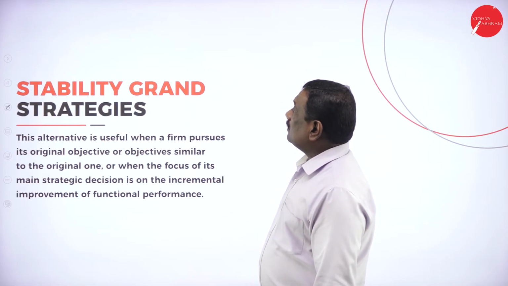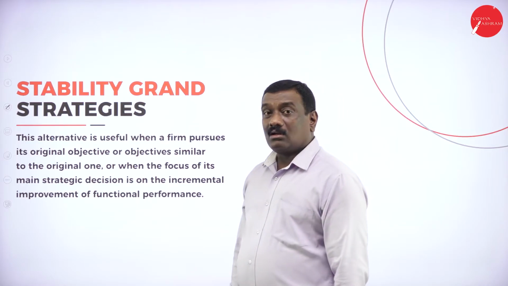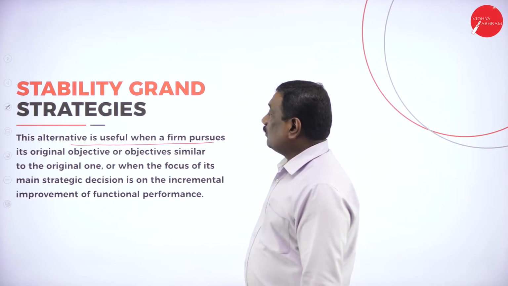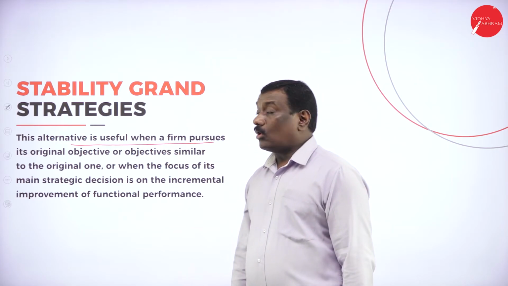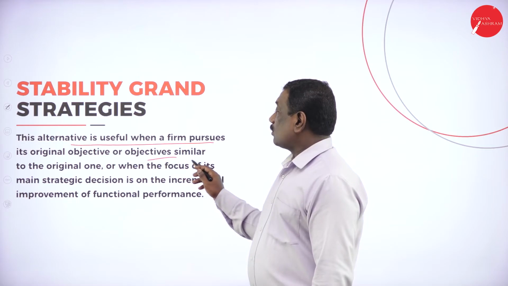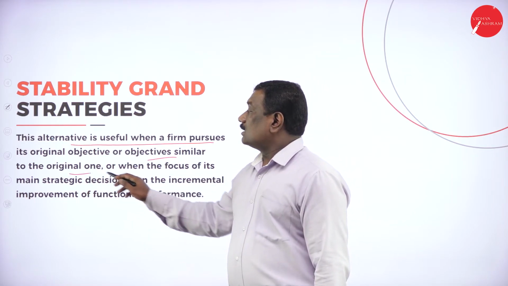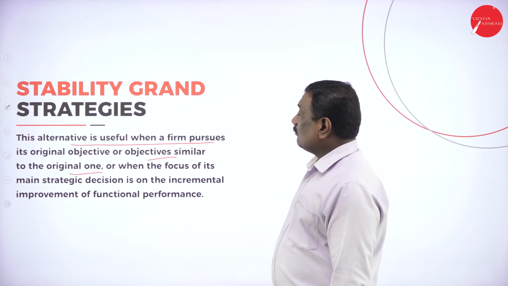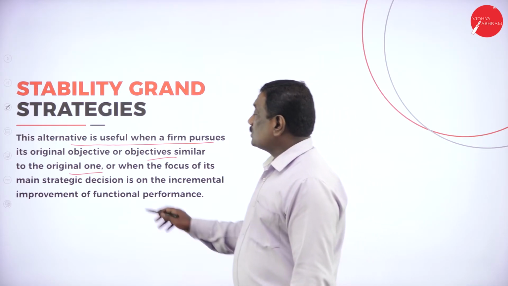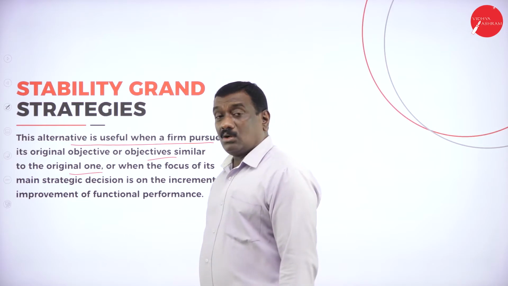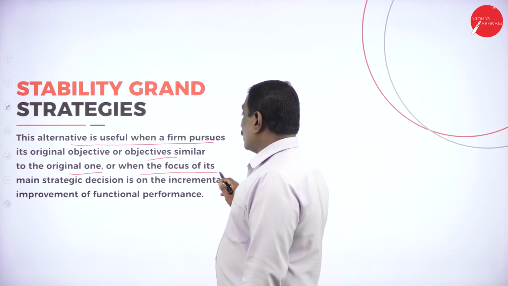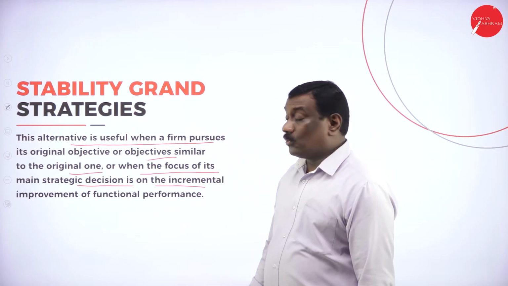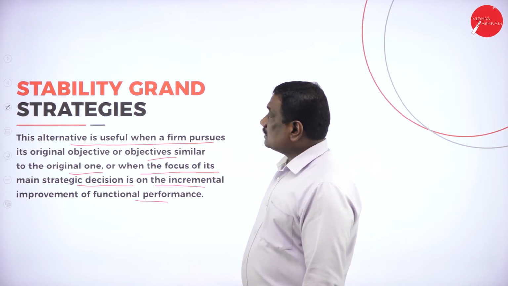Now this particular stability strategy is an alternative that is useful when a firm pursues its original objective, or objectives which are similar to the original one. So the alternative here is very useful when a firm pursues its original objective or objectives similar to the original one, or when the main strategic decision focuses on incremental improvement of functional performance.